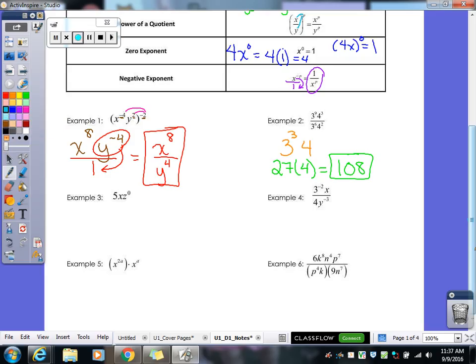Example number 3, that's kind of like what I was talking about in the 0 exponent. That 0 exponent is only on one thing in there. What is it on? The z. So only your z turns into the number 1. The 5 and the x stay exactly like they are because they don't have it. So then 5x times 1 just means our final answer is 5x.